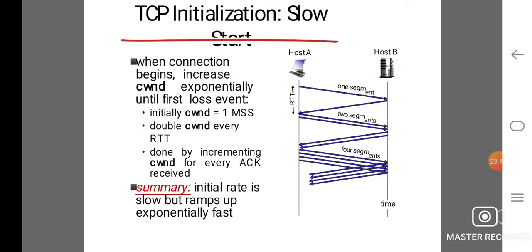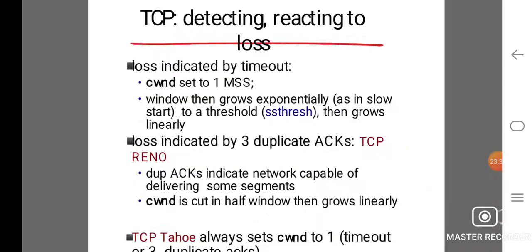TCP initialization, slow start. When a connection begins, increase CWND exponentially until the first loss event. Initially CWND is equal to 1 MSS, and it doubles every RTT, done by incrementing CWND for every acknowledgement received. The summary is: the initial rate is slow but ramps up exponentially fast.